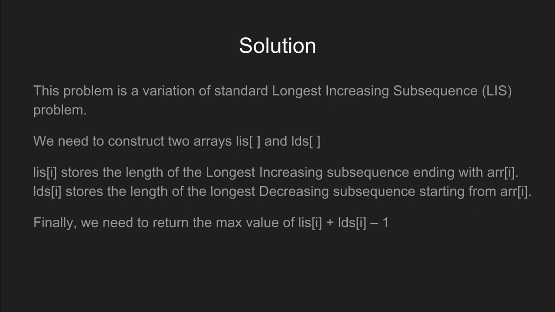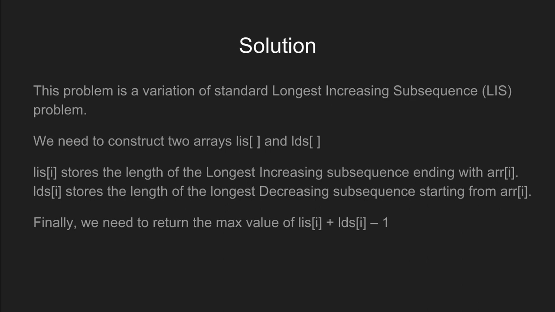LIS[i] stores the length of the longest increasing subsequence ending with array[i]. LDS[i] stores the length of the longest decreasing subsequence starting from array[i]. Now, from both the arrays, we find LIS[i] + LDS[i] - 1 for each value of index i.